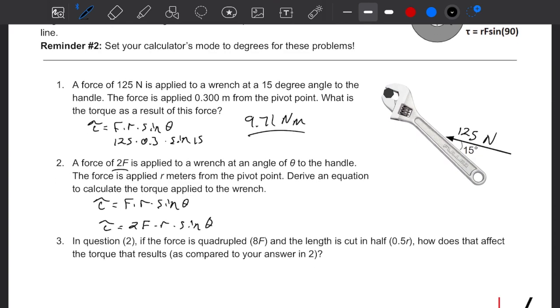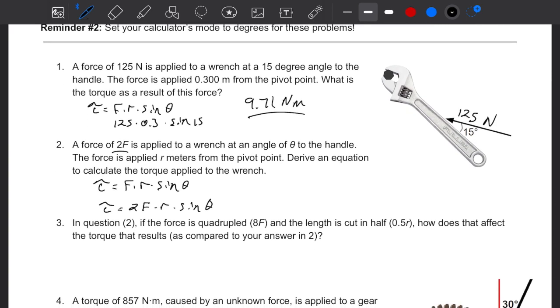Number 3. In question 2, if the force is quadrupled, so now the force is 8F, and the length is cut in half, 0.5 R, how does that affect the torque that results as compared to your answer in 2? So we're going to set this up much the same way. We're going to say torque is force times radius times sine of theta. In this case, it's 8F times 0.5 R times the sine of theta.